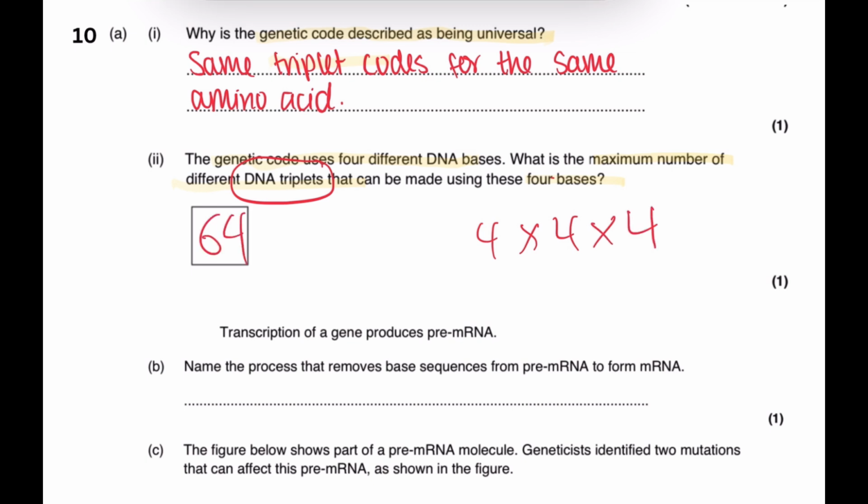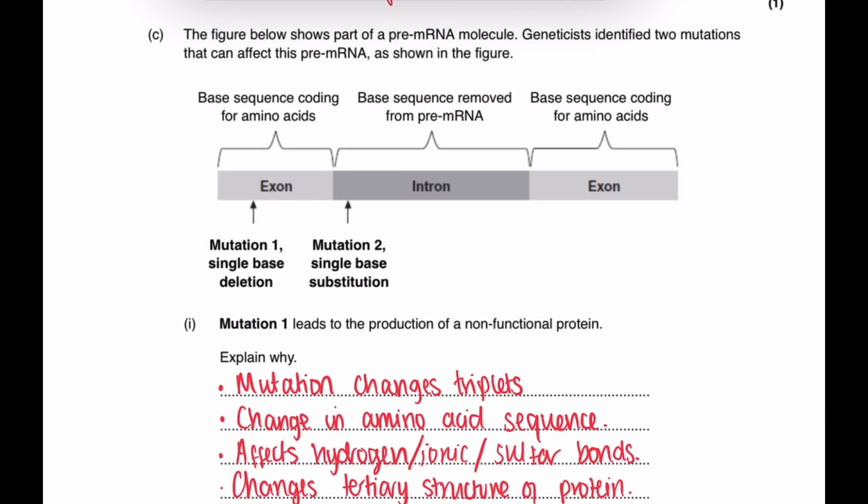Transcription of a gene produces pre-mRNA. Name the process that removes base sequences from pre-mRNA to form mRNA. This is called splicing. C. The figure below shows part of a pre-mRNA molecule, and geneticists identified 2 mutations that can affect this pre-mRNA, as shown in the figure.